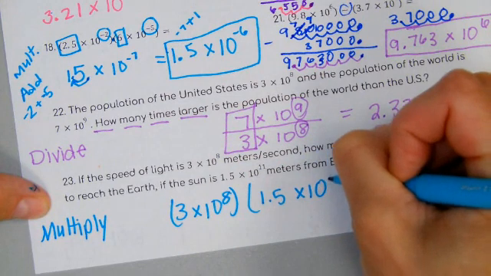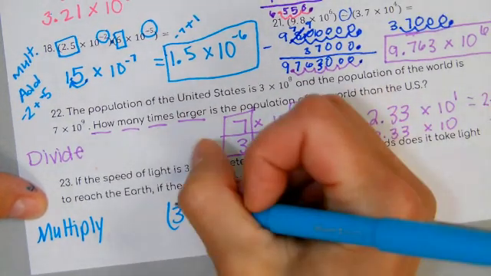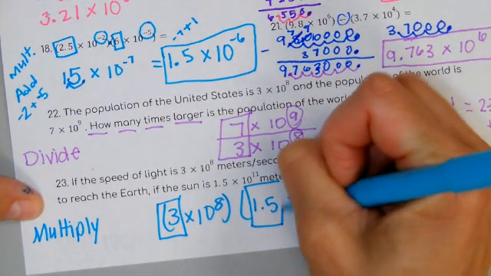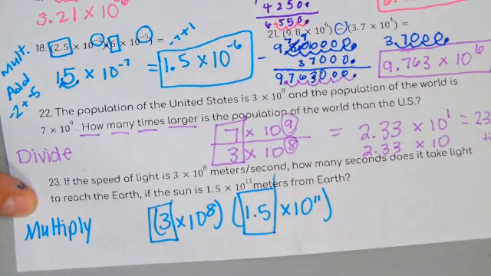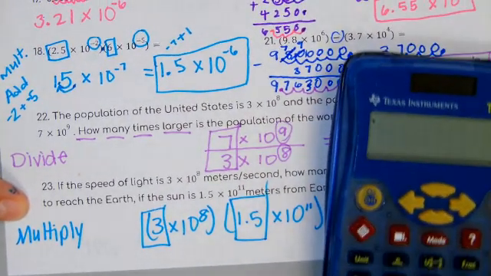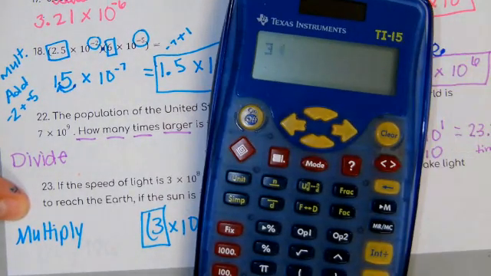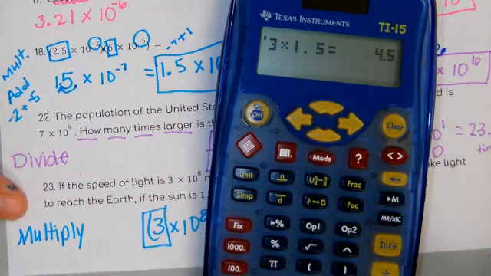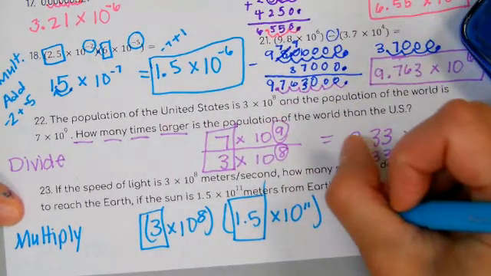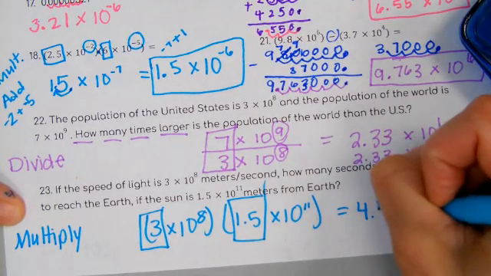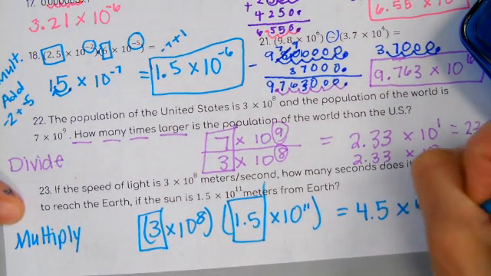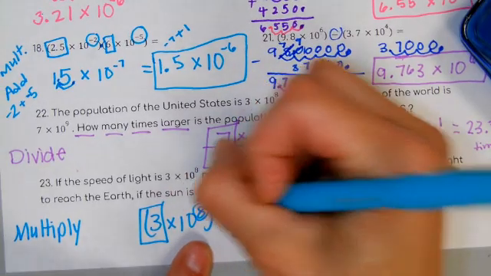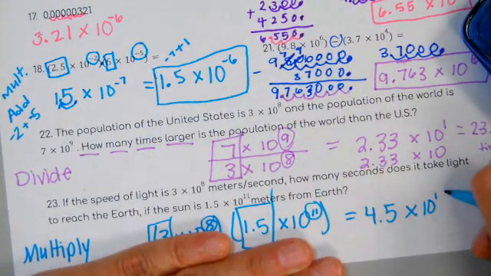Okay? Now, remember, to multiply, we're going to multiply these base numbers, 3 times 1.5. Okay, and if you don't know it and you have a calculator handy, you can go ahead and use it, right? And you should get 4.5. Okay, so 4.5. And then we're going to say times 10, and we're going to add our exponents here for multiplication. 8 plus 11 is 19.